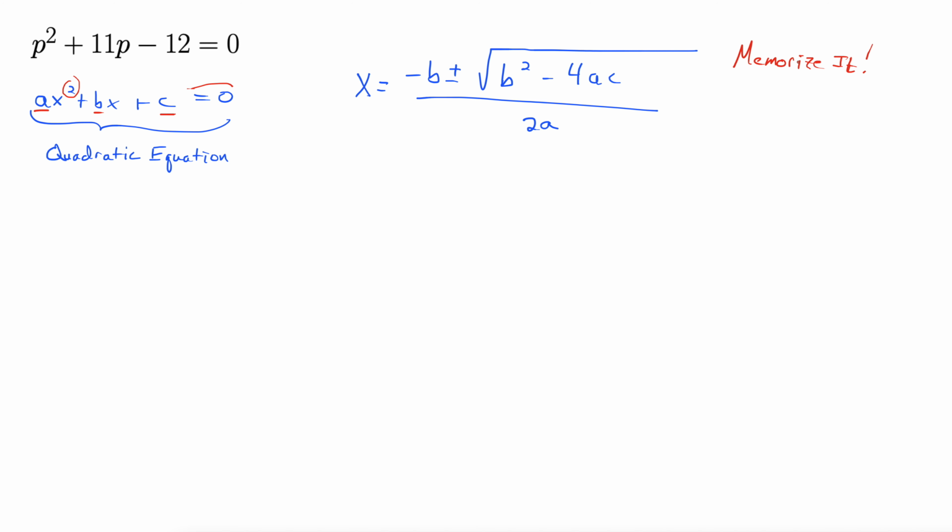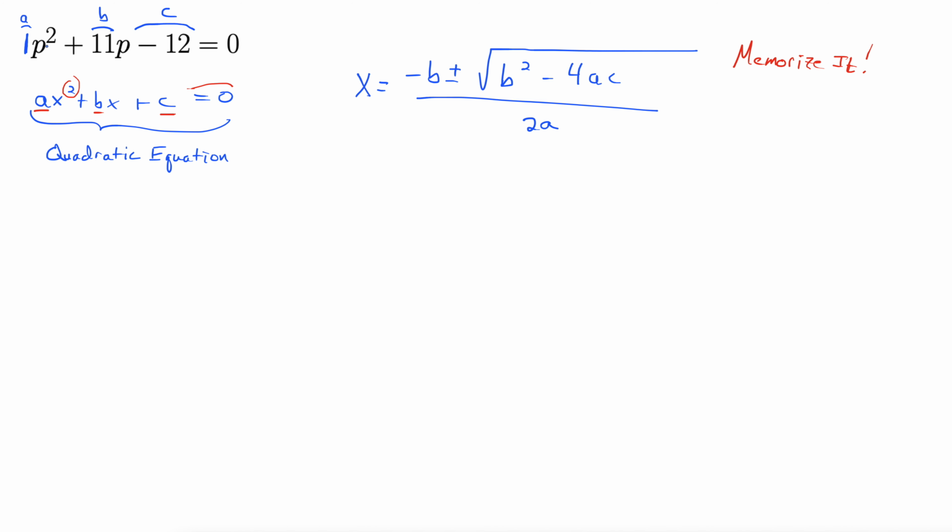So that's how you do it. That's the equation. Let's see how we work this thing. Let's look at this example. Look, there's nothing in front of this p. Granted, this is p squared instead of x squared, but it doesn't really matter what we call the variable. If there's nothing there, there's really a hidden 1 here. So there's our a. a is 1, 11 is our b, and negative 12 is the c.